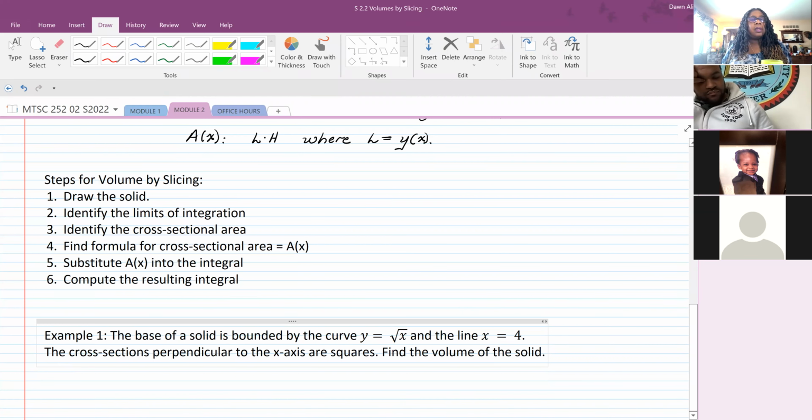Okay, so the base of a solid, that means the bottom of this solid, is bounded by the curve y is equal to square root of x and the line x equals 4. The cross section's perpendicular. So we have a base. Here's the base. The cross sections are slices that go like this. And if you add these slices up or stack them up, you're going to end up with a solid. Okay, so the cross sections perpendicular to the x-axis are squares. Find the volume of the solid.